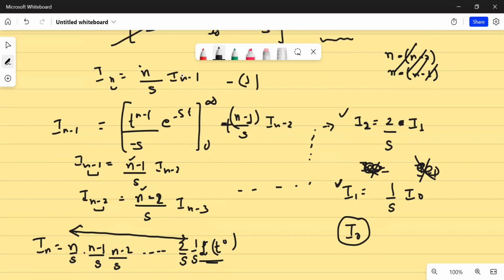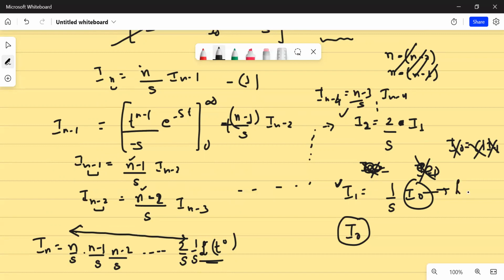कहते हैं। आप क्या कह रहे हो, In के अंदर कौन आ गया, In minus 1, In minus 1 में कौन आ गया, In minus 2, In minus 2 में कौन आ गया, In minus 3, In minus 4 में क्या आएगा, In minus 4 would be n minus 3 upon s into In minus 4. ऐसे चलते जाओगे तो एक बार I2 भी तो आएगा। What would be I2? I2 would be 2 by s I1, and what would be I1? I1 would be 1 upon s into I0, and this I0 के आगे नहीं जा सकता। क्यों नहीं जा सकता? Because then there would be some constant I minus 1, and this is not acceptable. So what I'll do, I0 को I will write Laplace transform of t की पावर 0.